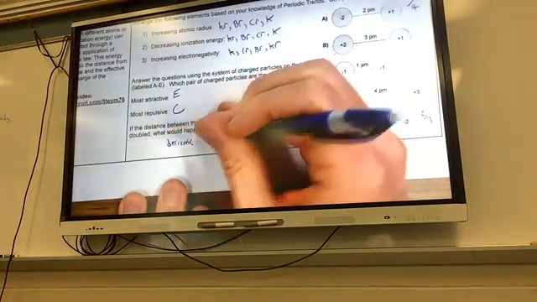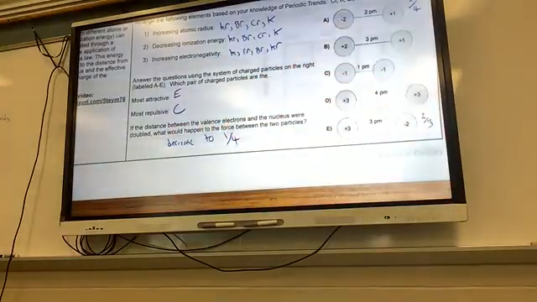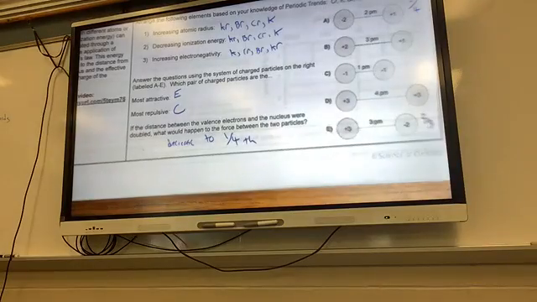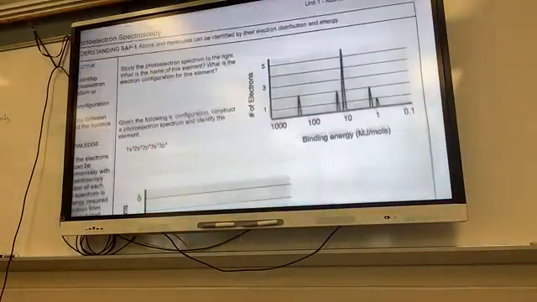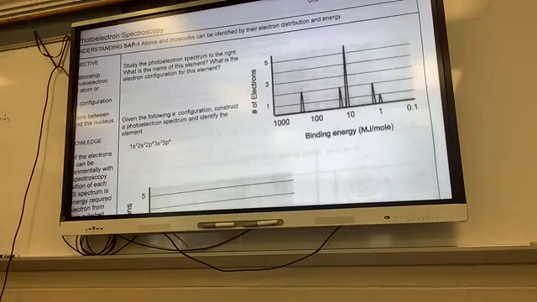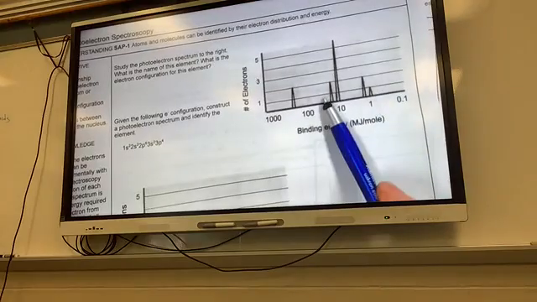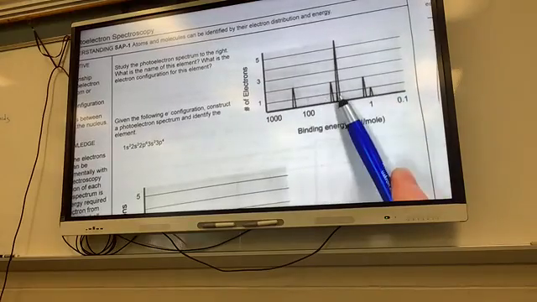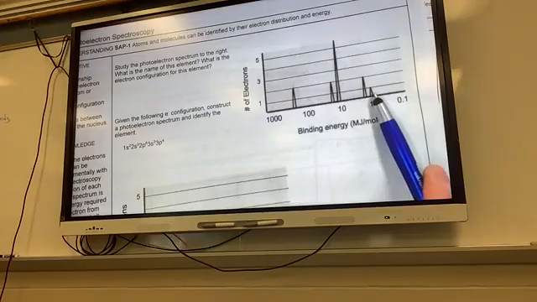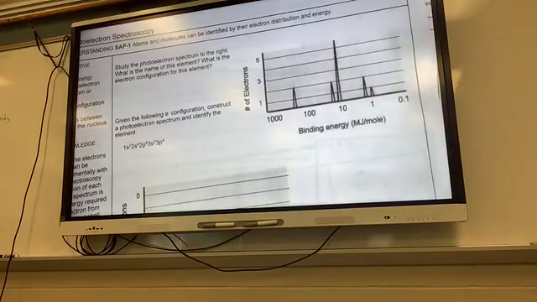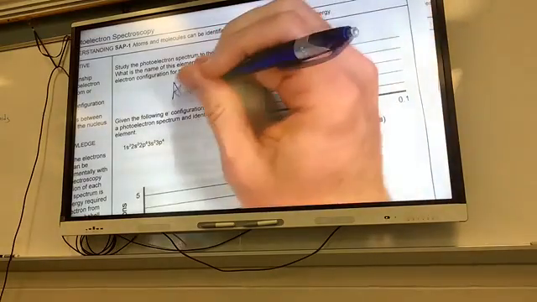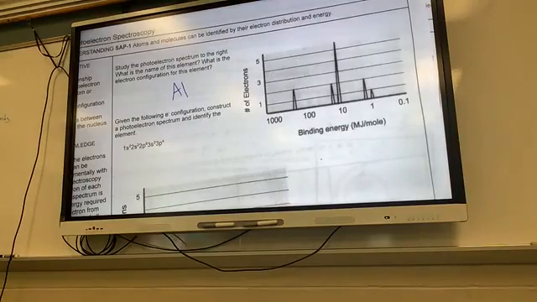It would decrease to 1/4. Same thing. Then we went to photoelectron spectroscopy. What element is this? 1s2, 2s2, 2p6, 3s2, 3p1, which is going to be aluminum. Remember how to do that?